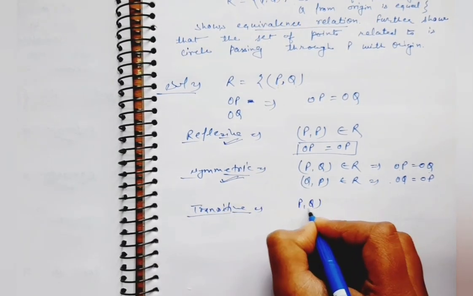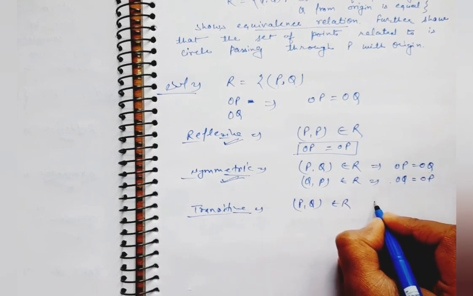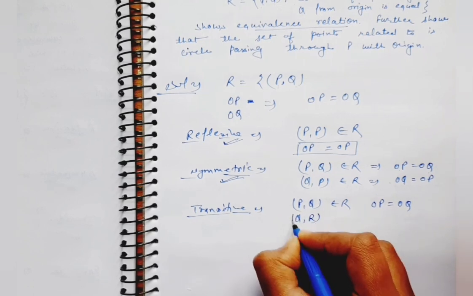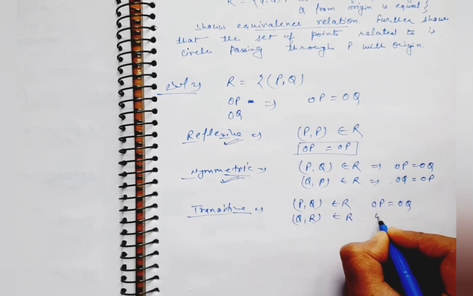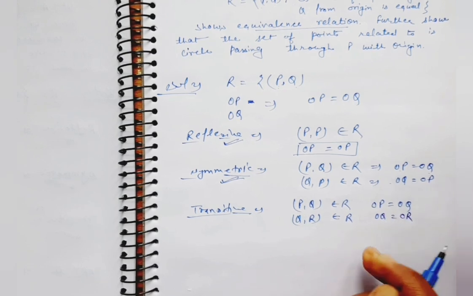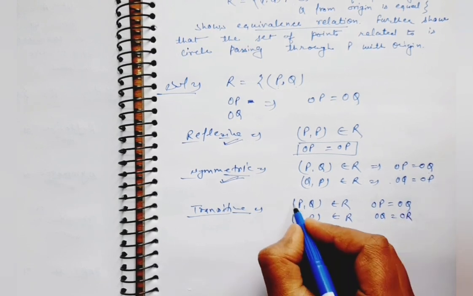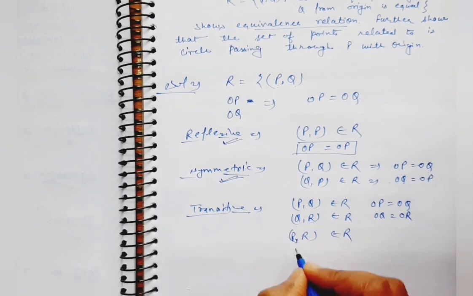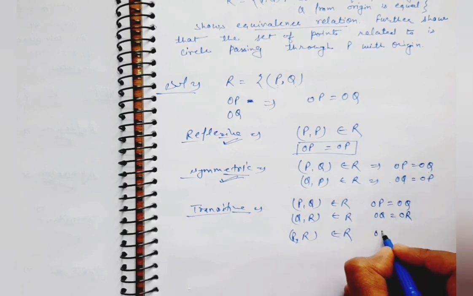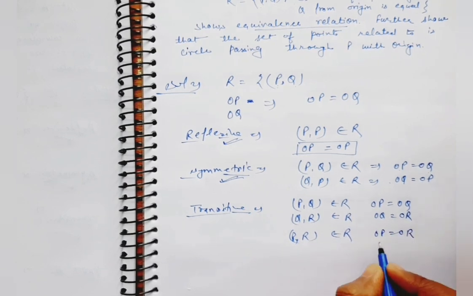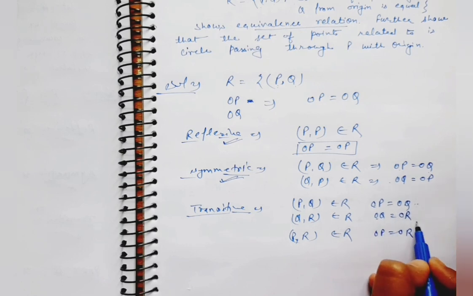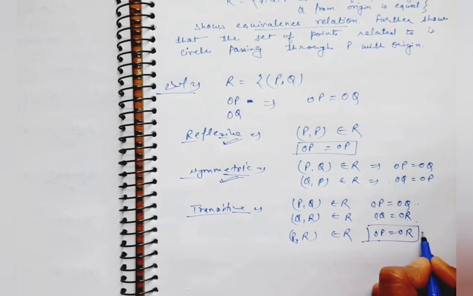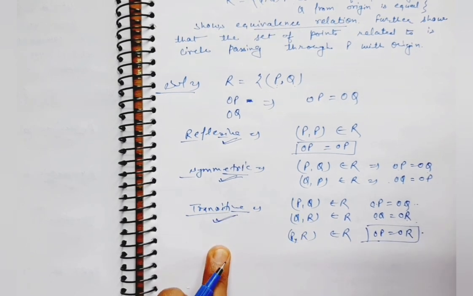Transitive: if (P, Q) belongs to set R, it means that OP and OQ are equal. If (Q, R) is another element of R, that means OQ should also equal OR. Now by these two conditions, (P, R) should also belong to R. If (P, R) belongs to R, that means OP should equal OR. So OP is equal to OQ and OQ is equal to OR, so that means OP, OQ, OR are equal. So this condition is also true, and we can say that this is a transitive relation.